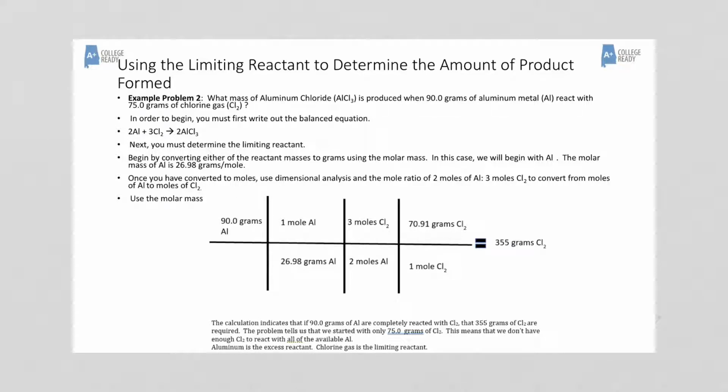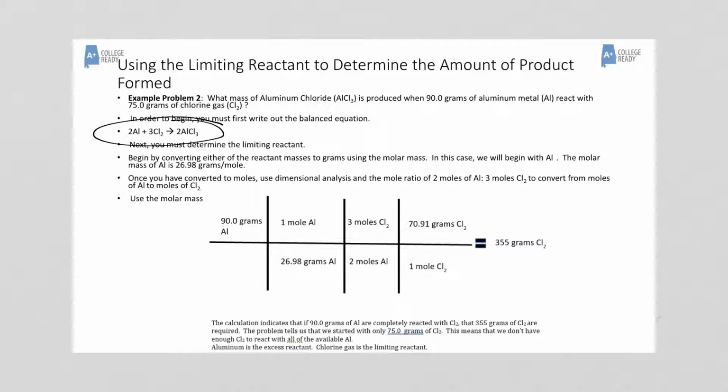All right, here's a different problem. This time we're working with this equation, and we want to know what mass of aluminum chloride is produced when 90 grams of aluminum metal react with 75 grams of chlorine gas. So first of all, we need to determine what the limiting reactant is.